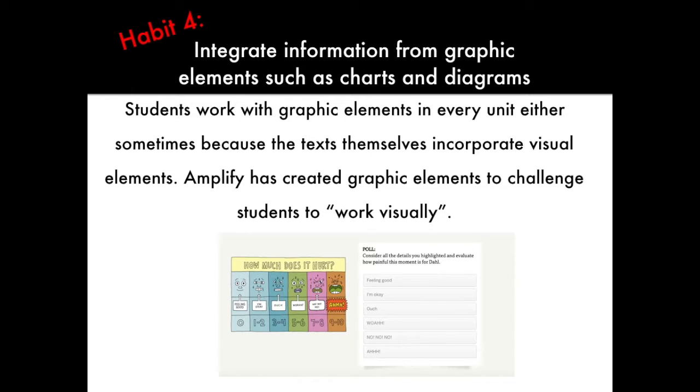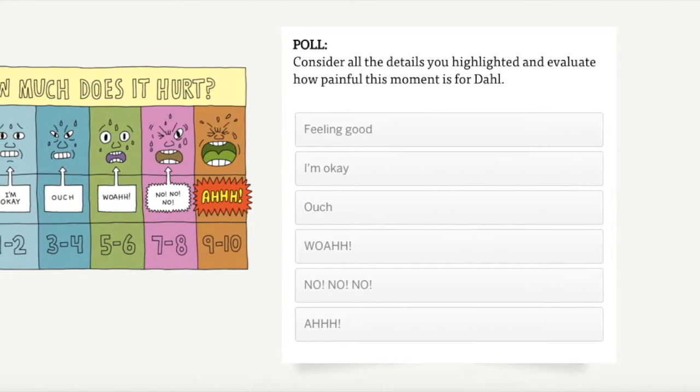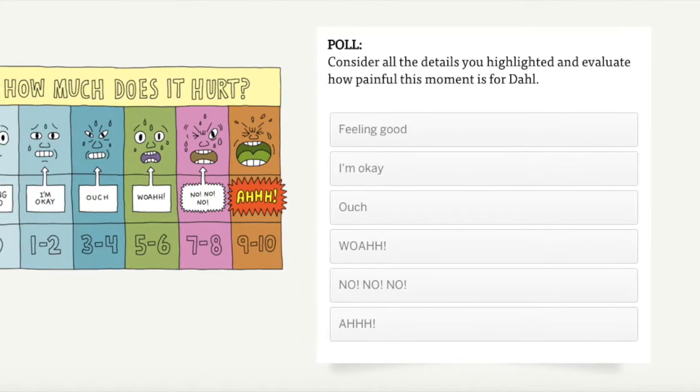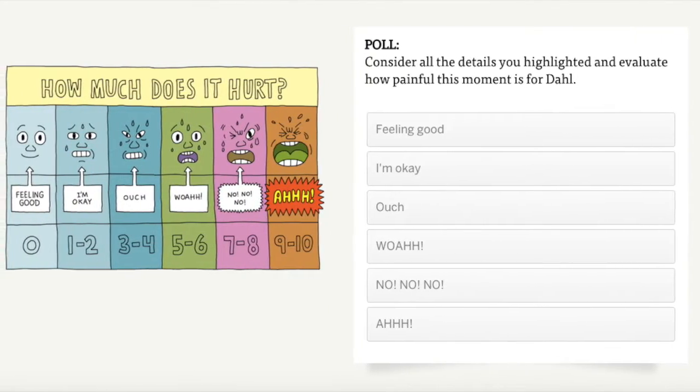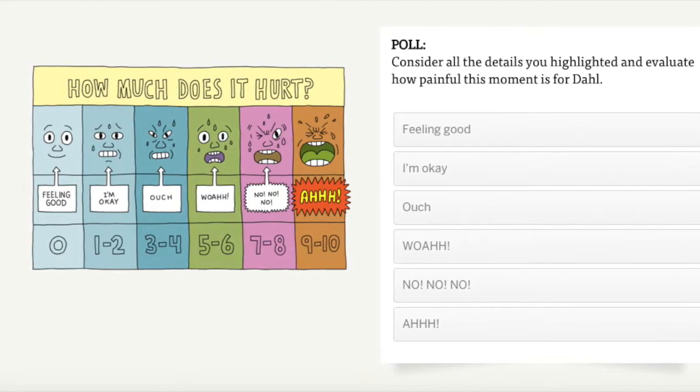Students work with graphic elements in every unit, sometimes because the texts themselves incorporate visual elements, or there are graphics and polls included in the lesson. Amplify has created graphic elements to challenge students to work visually.